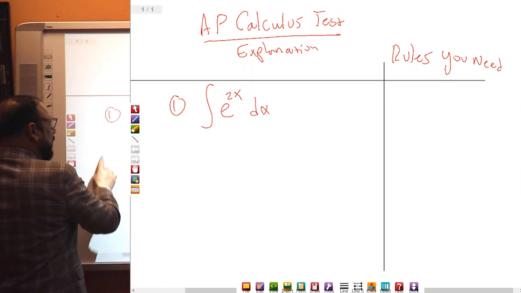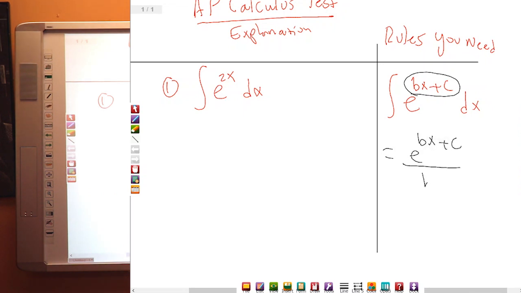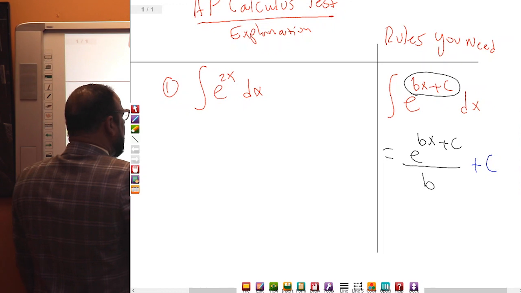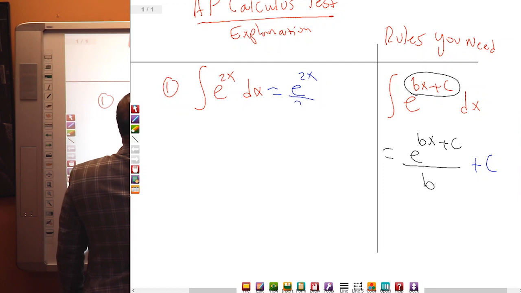Here's the rule you need: the integration of e to the bx plus c dx. In integration, the exponent has to be always linear, Ismail. You cannot deal with a non-linear exponent for integration. That equals e to the bx over b, plus c. You need it for calculus to allow this function. What's the derivative of this? b, plus the indefinite integration constant c, right? This is for integration. As an example, we said e to the 2x over 2 plus c.